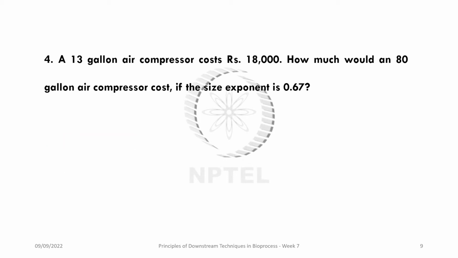Thank you, Sriram. So question 4, a 13-gallon air compressor costs rupees 18,000. How much would an 80-gallon compressor cost if the size component is 0.67? So I want you to think a little, figure out the formula that we are talking about here. So this falls under the costing part of, I think, second lecture. Again, I'll be waiting for an answer before we do it together.